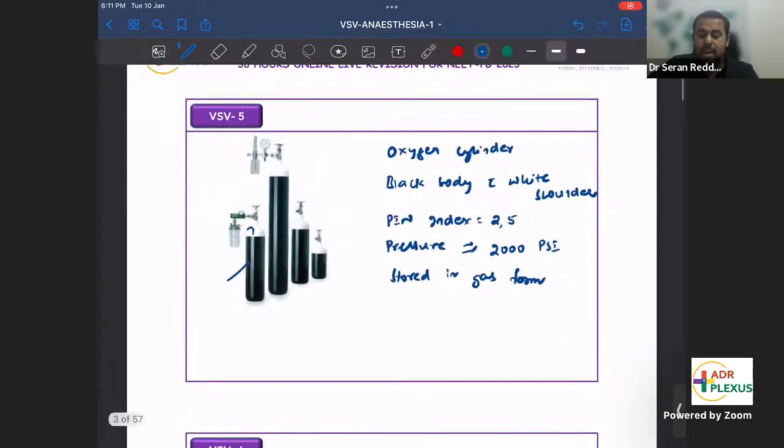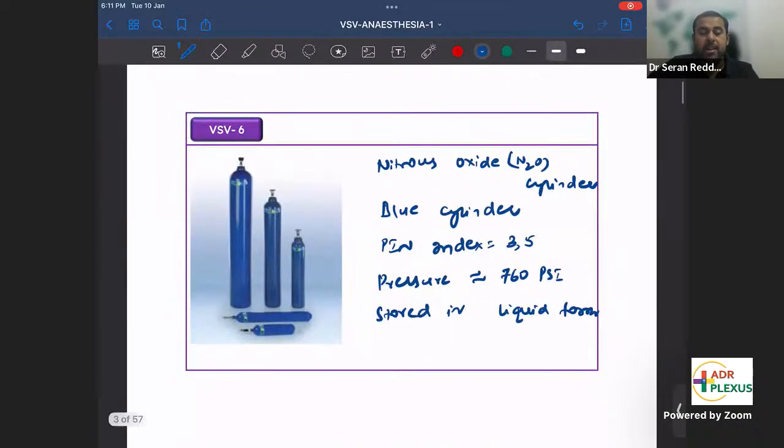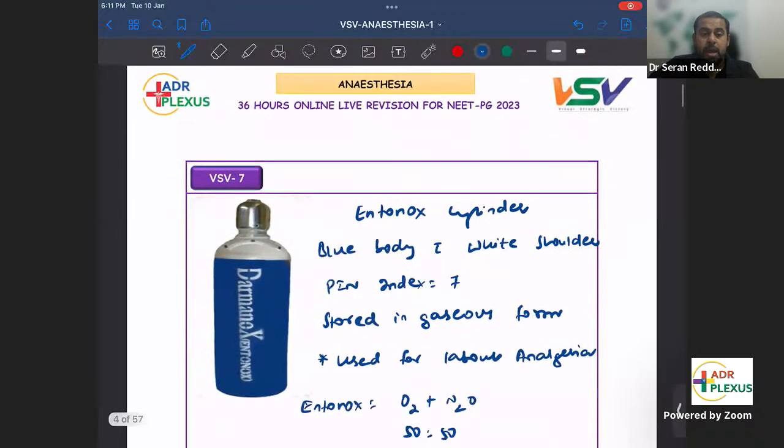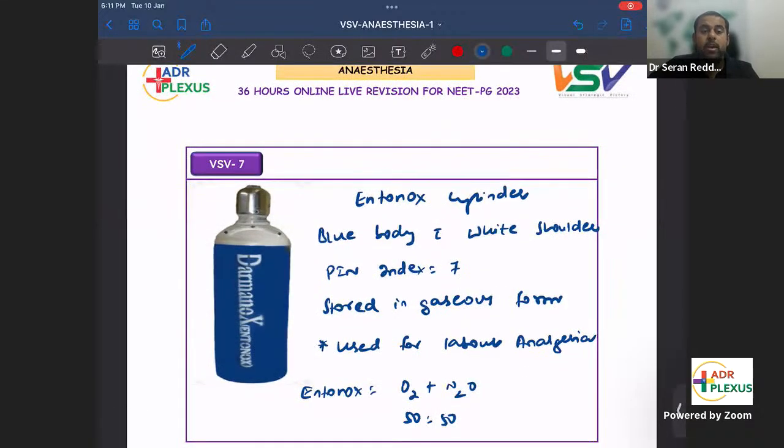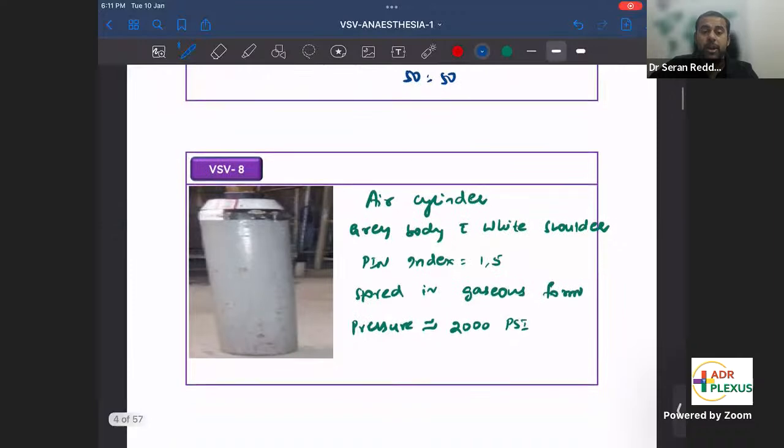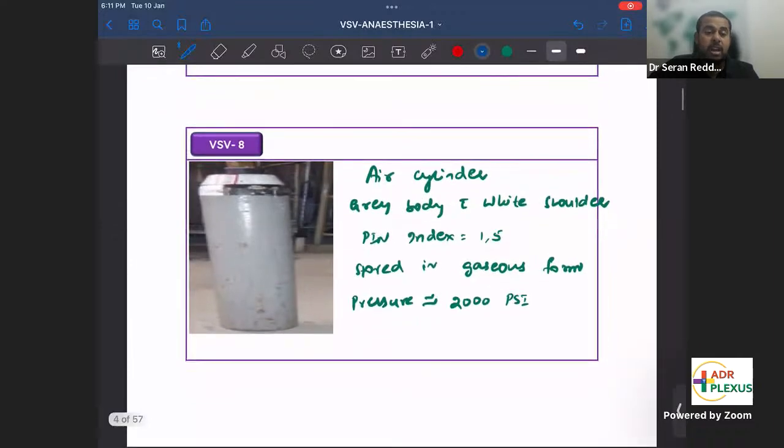Cylinders: oxygen cylinder is stored in a black body with white shoulder, pin index 25, pressure approximately 2000 psi, stored in gaseous form. Nitrous oxide cylinder is blue colored, pin index is 35, pressure 760 psi, and stored in liquid form. Entonox cylinder, blue body with white shoulder, pin index 7, stored in gaseous form, used for labor analgesia. Entonox is a mixture of oxygen plus nitrous oxide in 50-50 ratio. And the air cylinder, which has a gray body with white shoulder, pin index is 1,5, stored in gaseous form, pressure is approximately 2000 psi.